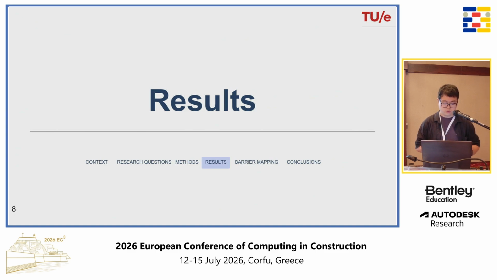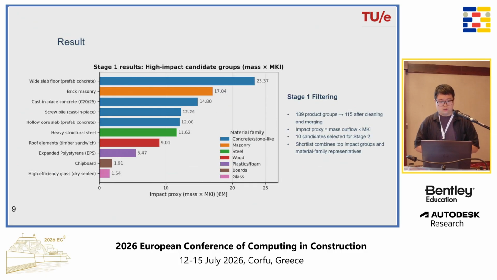next part, but here are the results. Based on stage 1, we get the 10 product groups to see which one has a high environmental cost. We can see that the top is the concrete slab floor, and the second one is brick masonry. So here's the first result.